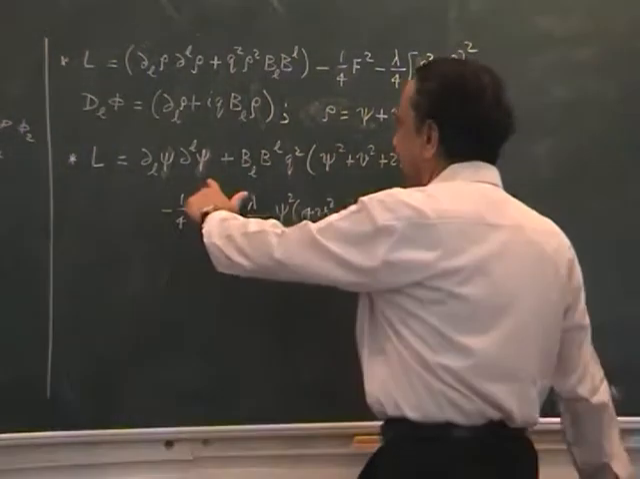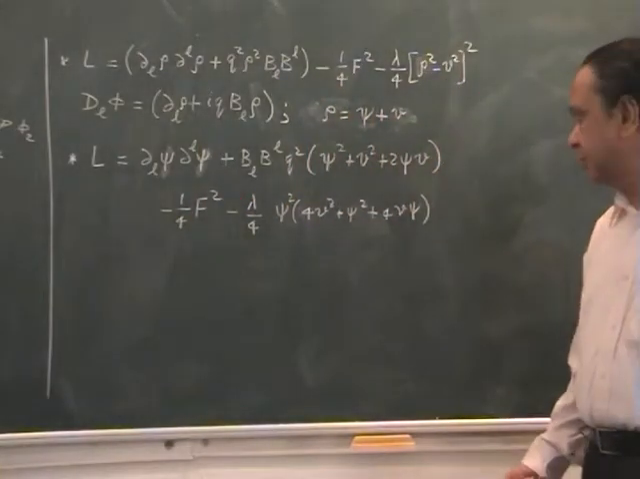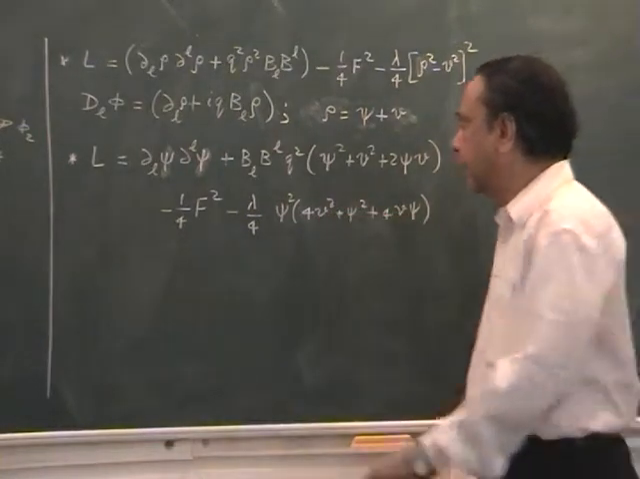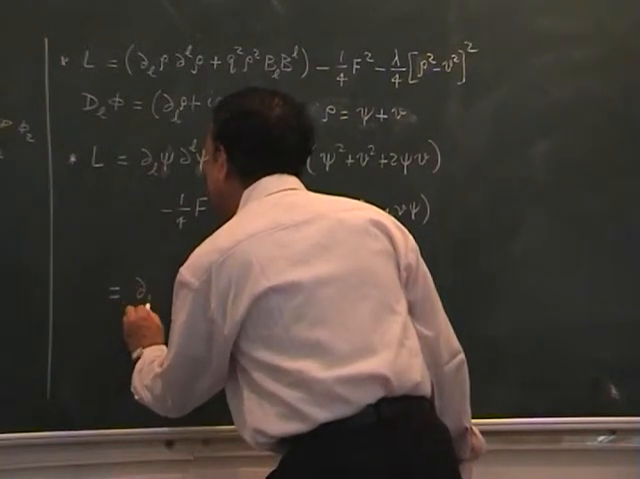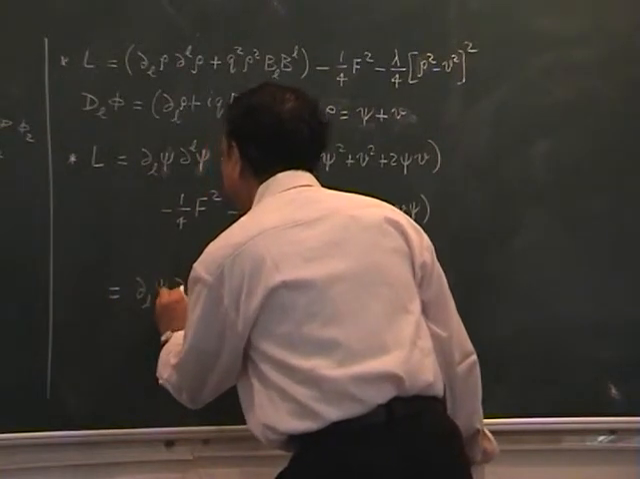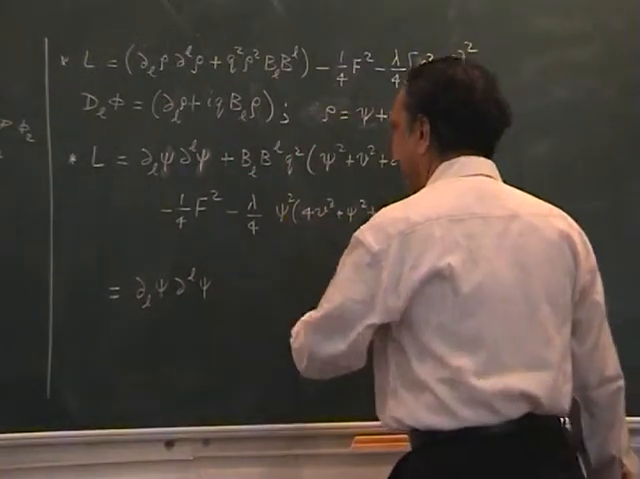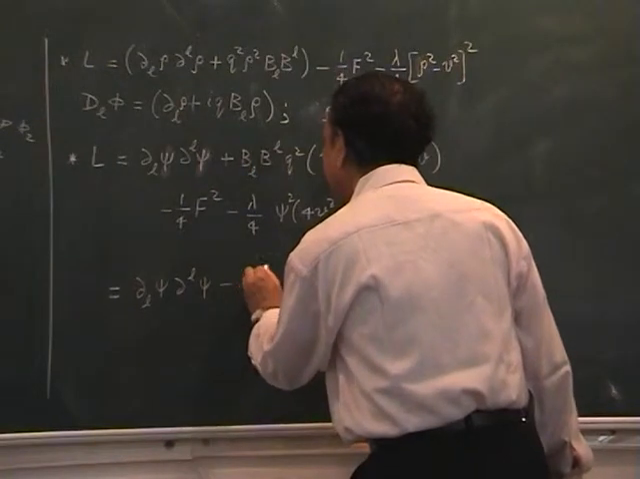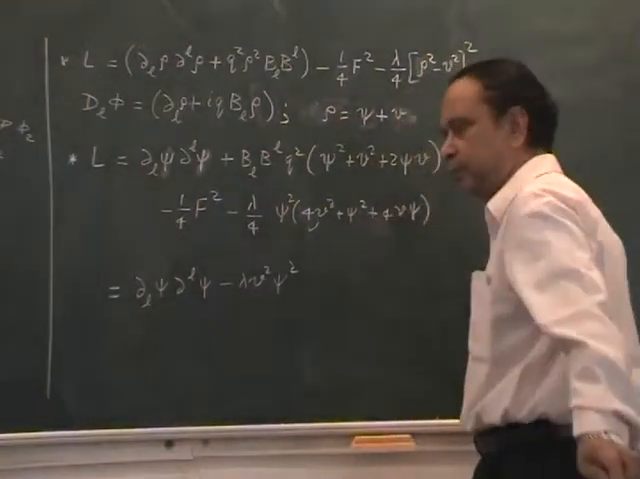So this looks like a nice kinetic energy term for psi. And let us see whether there is a mass term for psi. So we need a psi squared term for that, which is indeed here. So let us combine them together. So there is a derivative term of psi. Then this gives me the mass term, so that is going to be minus lambda v squared psi squared. So I have taken care of this term.